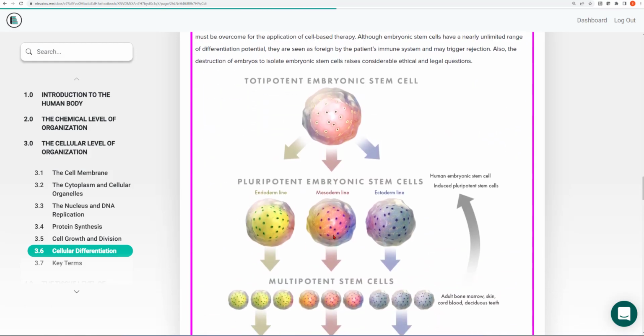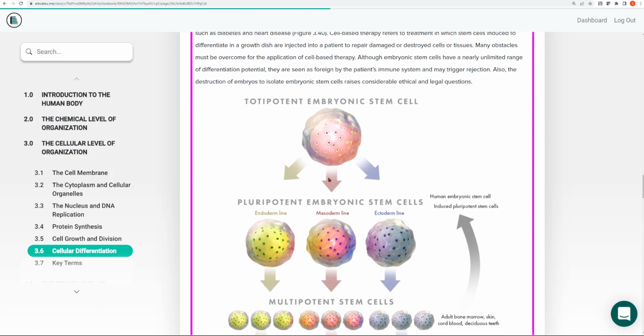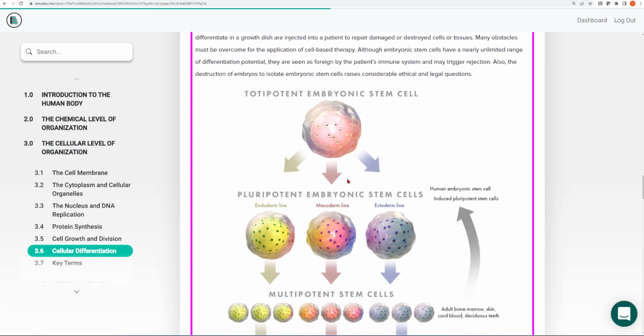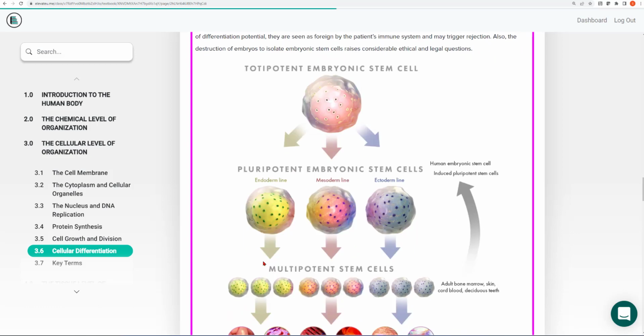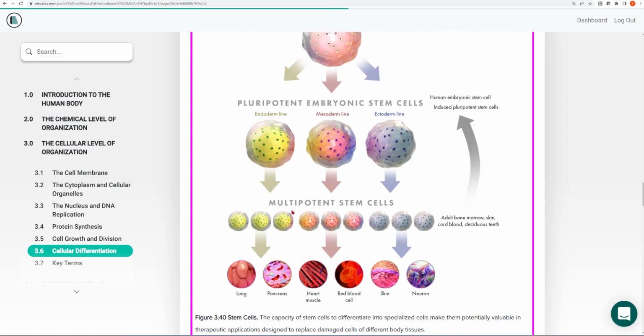And here's just another picture of the same story. We start off with a totipotent cell. It has total potential. It then breaks into 3 different types of pluripotent stem cells. We'll use these words later in the next presentation. I'll use the words endoderm, mesoderm and ectoderm. And those pluripotent cells then become more and more specialized into multipotent cells, which eventually become single kinds of cells.